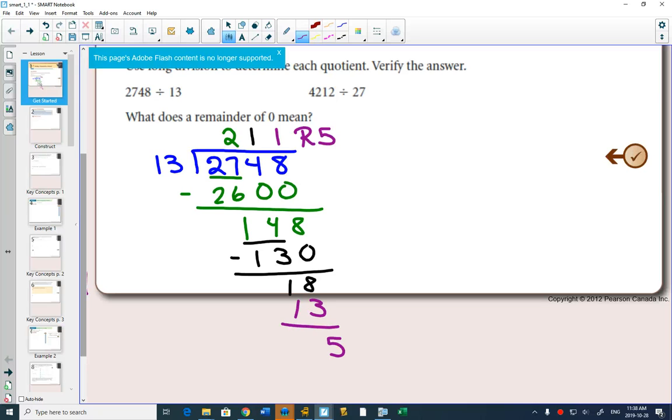This is the process of long division, where you look at how many 13s do we have in our thousands, in our hundreds, slowly break it down until you have a number that can't have any full 13s in it anymore. Once you've done that, that's your remainder. So I'd like you to try this one. 4,212 divided by 27.